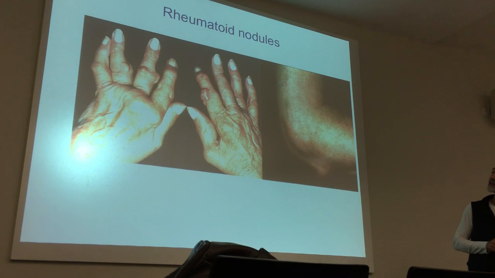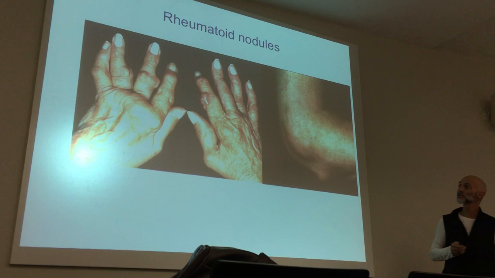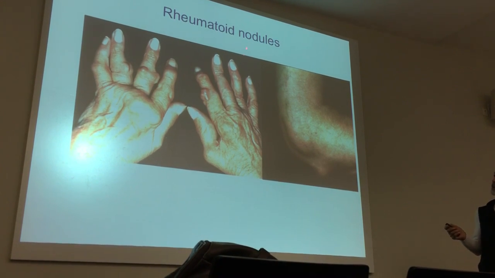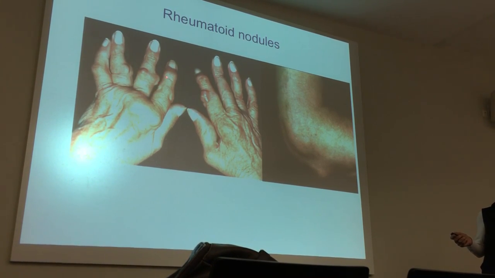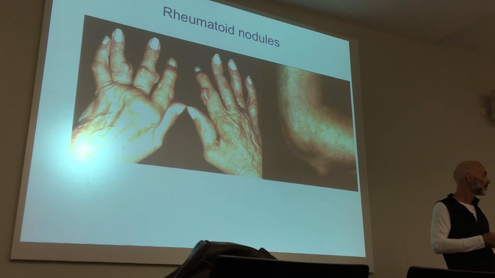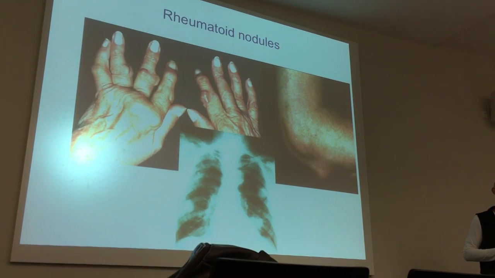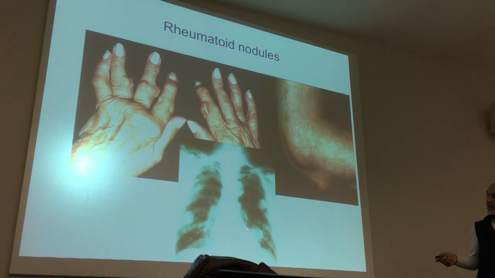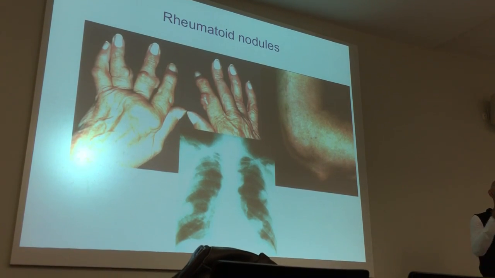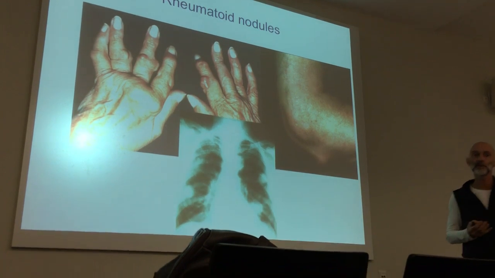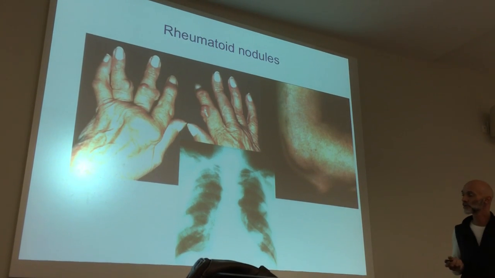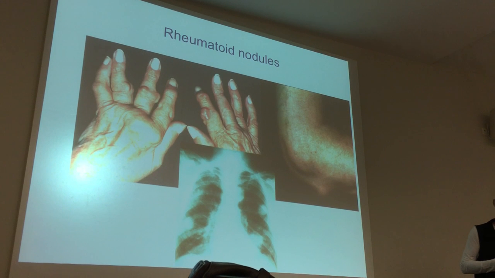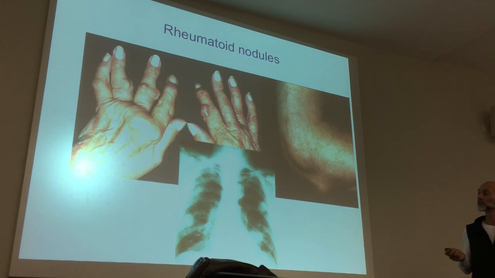I already mentioned that this is a systemic disease, so it's not only inside the joints. For example, rheumatoid nodules can be observed close to joints, but also in internal organs, like the lung, where you can have these lumps here. You can imagine that this has quite a long list of differential diagnoses. This, of course, could also be some kind of malignant disease, and it has to be proven that this is really a rheumatoid nodule.